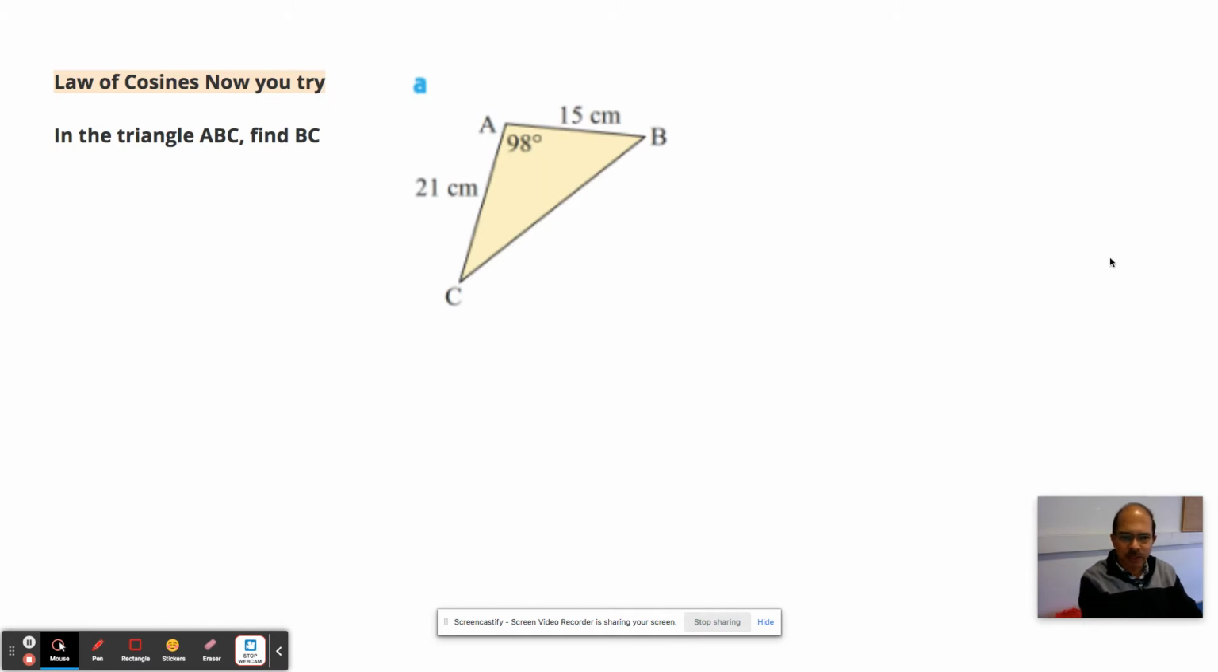Here's a problem that you can try. You may pause the video at this point and try the problem before you go on to the solution.